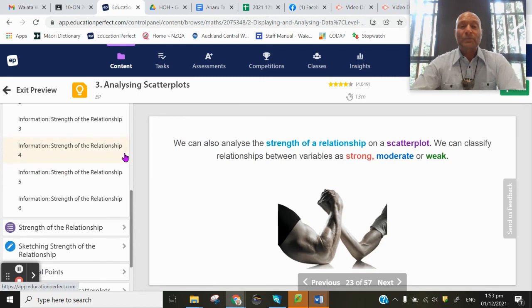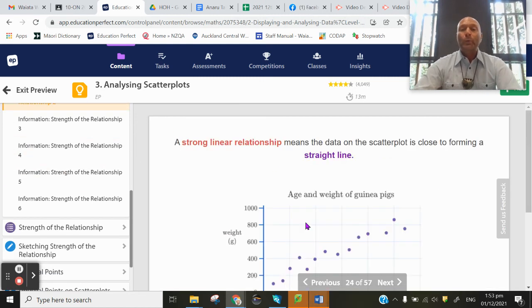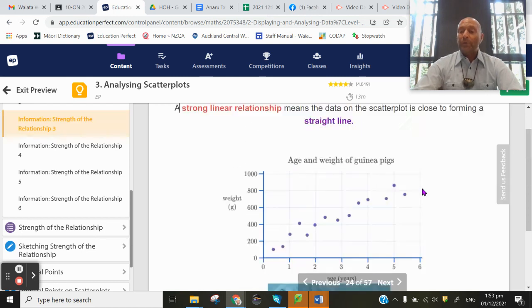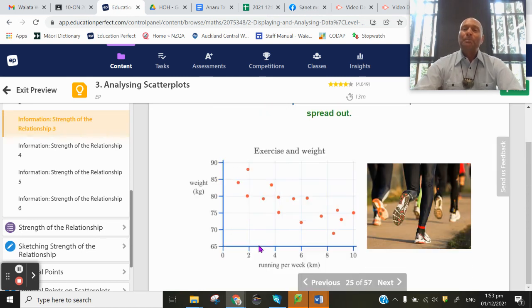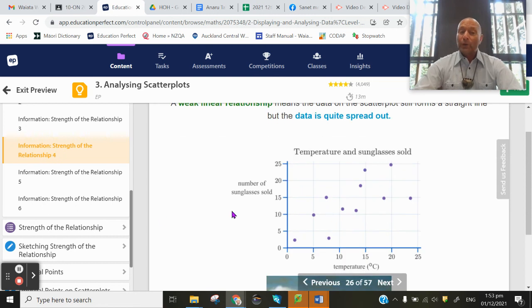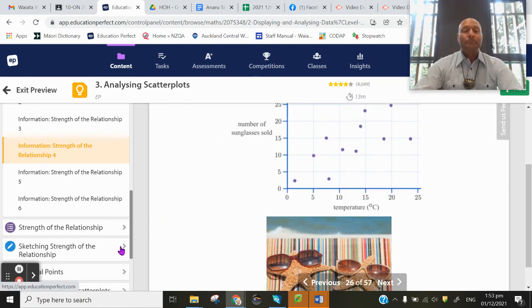Next, we'll talk about the strength of the relationship: strong, moderate, or weak. If the data points are pretty close together, we're going to go with strong. As they spread out, moderate. And if they're really far apart, you're going to go with weak.